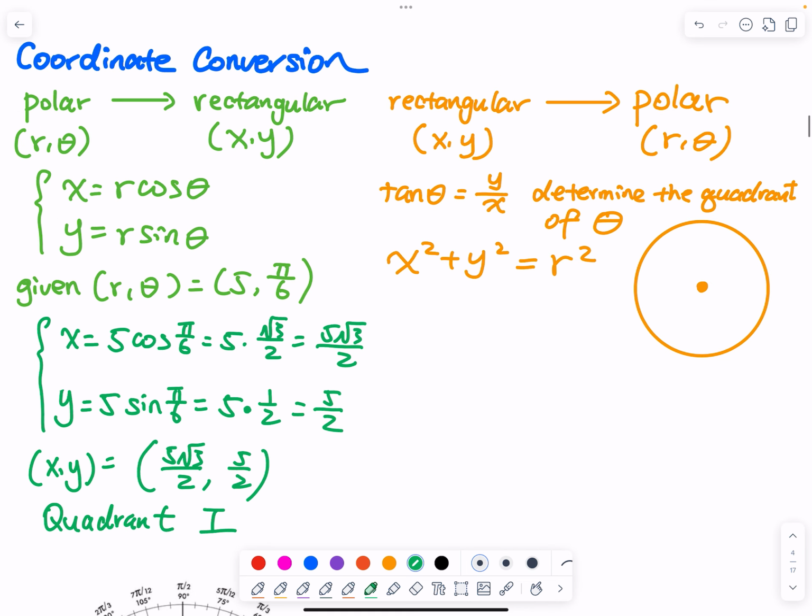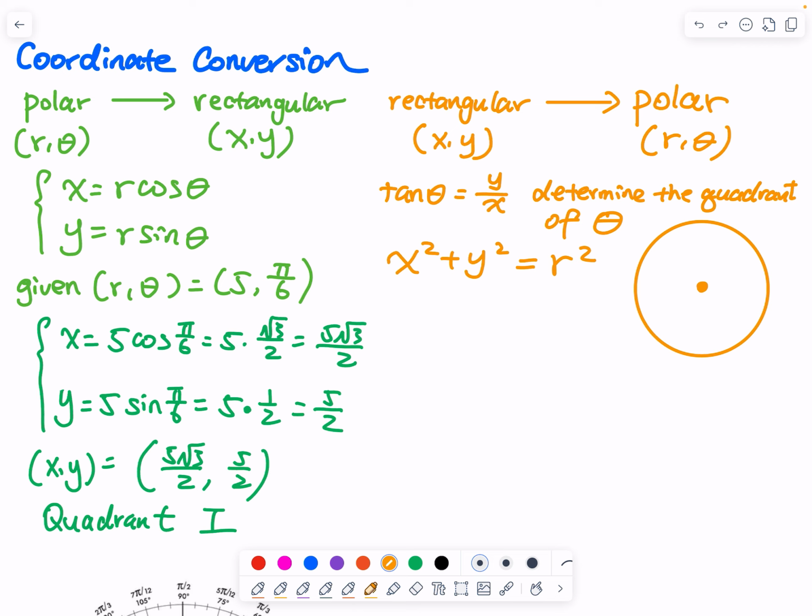Let's go to the orange. The orange is from rectangular to polar, from x comma y to r comma theta, and you have to use this formula: tangent theta equals y over x, and you also need to determine the quadrant of theta. Given a rectangular coordinate, you can easily determine what the quadrant is, and the polar must be in the same quadrant. Other than the tangent, we have x squared plus y squared equals r squared.